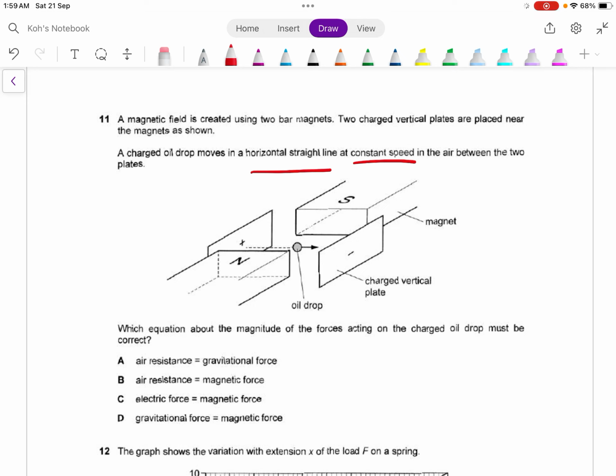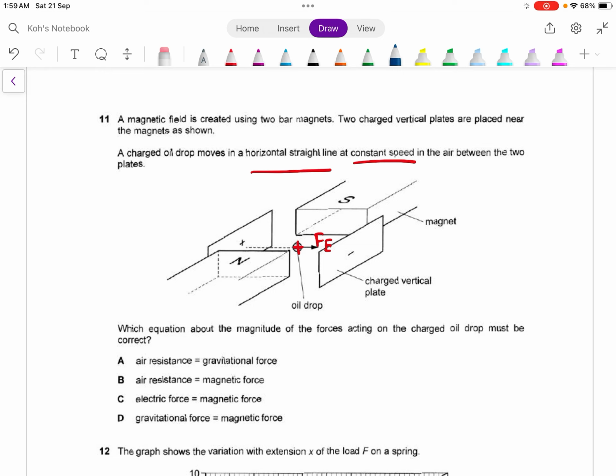Okay, for this, let's just say I have an oil drop, and this oil drop is positively charged. That means it will experience an electric force in this direction, because the negative plate is going to attract the positive charged oil drop. Then what about the magnetic force?